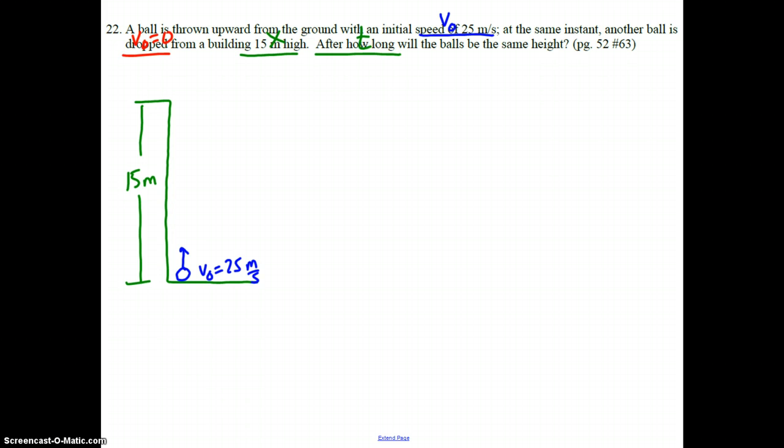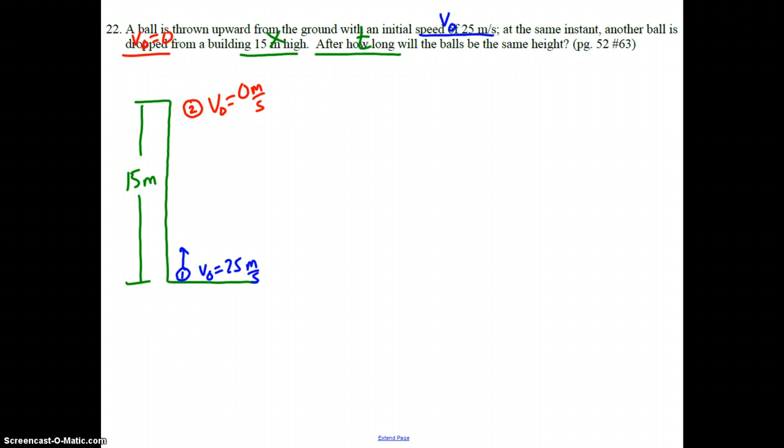We're going to call that ball 1. I'll put a little 1 in there. We also have a second ball, which I'll let be red, that is dropped. Therefore, its initial velocity is 0 meters per second.